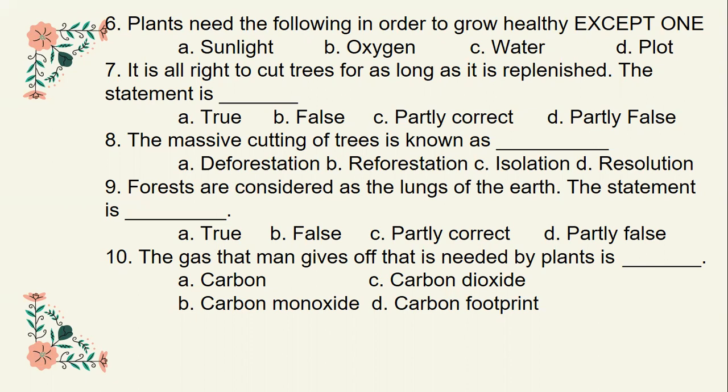So let's check again. Number 6, oxygen, because plants give off oxygen. Number 7, it is partly correct. Number 8, yes, deforestation. Number 9, it's true. And number 10, it is carbon dioxide. What was your score, kids? Did you get 10? Well, good. Let's have another one.